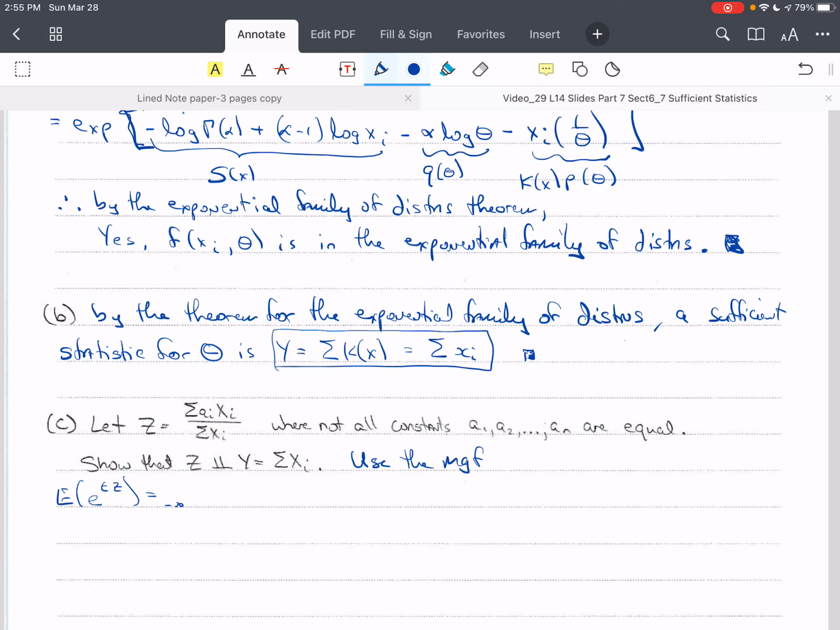Actually, let's see. So this is just going to go from 0 to positive infinity. We could put negative infinity, but there's no reason to do so. 0 to infinity, 0 to infinity, dot, dot, dot, 0 to infinity of exp of t times z. So this is going to be t, and then z is the sum of a_i x_i over the sum of x_i. And then we have the distribution.